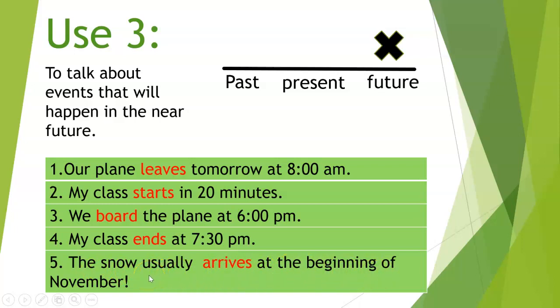So here again we can see that we can use the simple present verb tense to talk about future events. Our plane leaves. My class starts. We board. My class ends. The snow arrives. Okay, so that is use number 3.